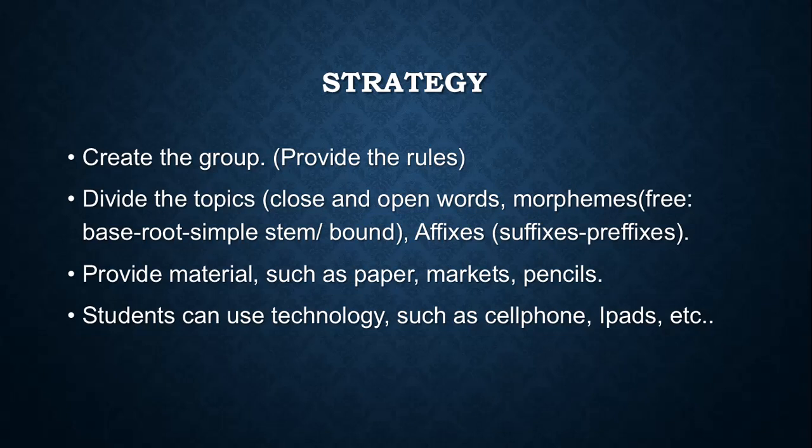Now, we have to divide the topics. For example, we divide closed and open words to group number one. Morphemes, the free, the base root, the simple stem, the bound, to the second group. Now we divide the affixes, which is suffixes and prefixes, to the third group. Okay? If you have a huge amount of students, you can play with the topics. So you can divide the work equal to each group so they can work together. Okay?